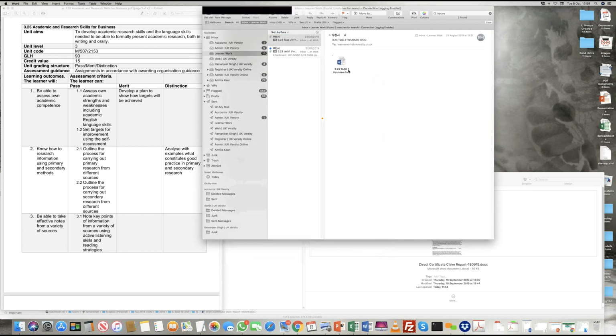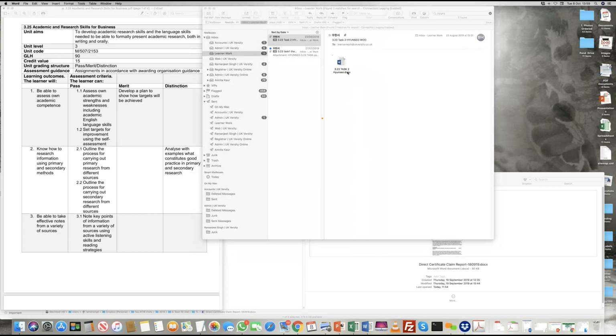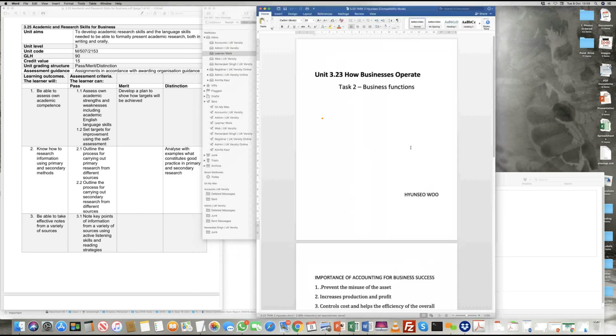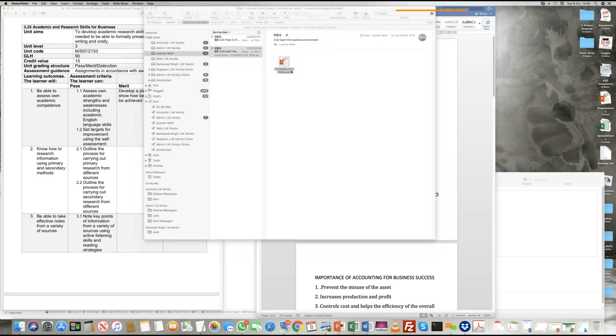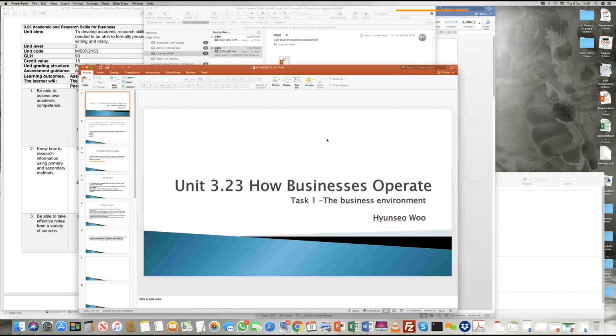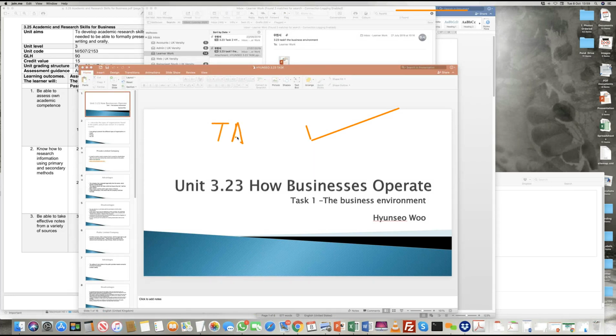Okay. So for 3.23, you have sent me task 2, which is fine, which is a pass. I've looked at that, and I've also looked at your task 1, which you had sent on the PowerPoint presentation. So this was also okay. This one is fine. So task 1, you've completed already.